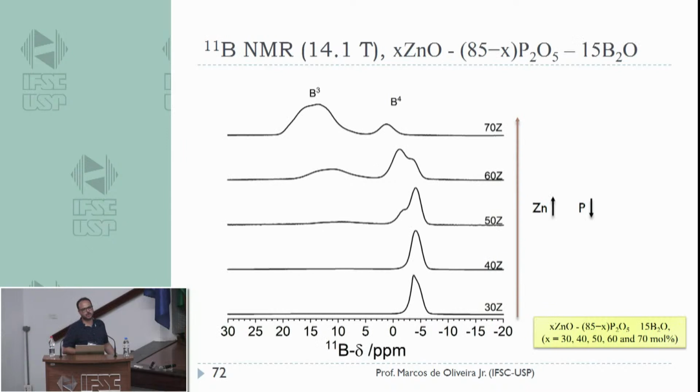This is the case where boron gives nice information, not like the previous slide. So here you can see how the boron-3 to boron-4 concentration changes when you change, for example, in a zinc phosphate glass, the concentration of zinc oxide, so you are decreasing the amount of phosphorus in the sample. So this boron-4 line is shifting because we are changing the coordination with phosphorus, and we are creating more boron-3 species.